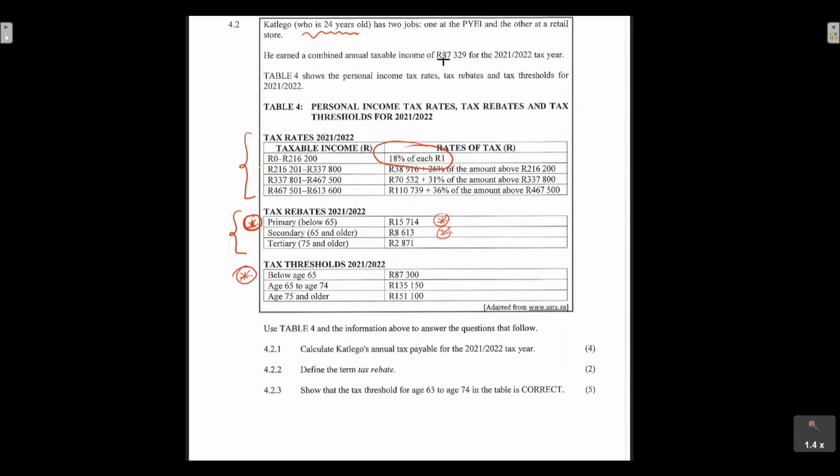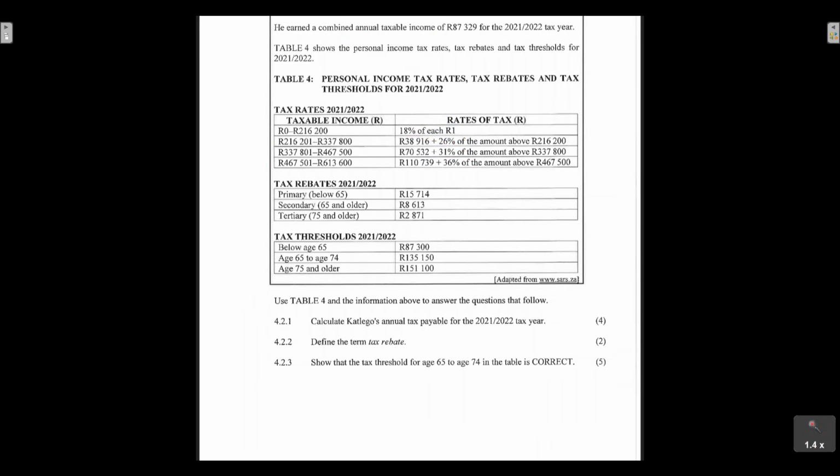Okay, so when we look at Katlao's annual income, his annual income is 87,329. Because this amount is more than 87,300, that means Katlego will have to pay tax. So we should be able to calculate the annual tax that he has to pay to SARS. I hope I explained that nicely for you guys. So let's get started with the questions.